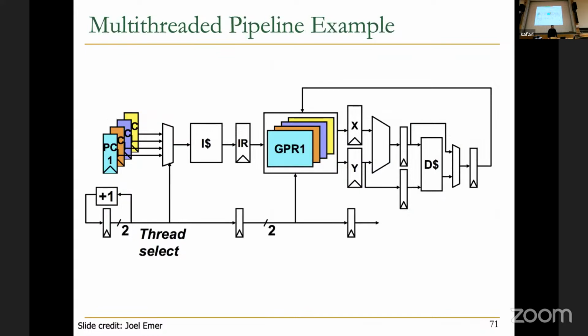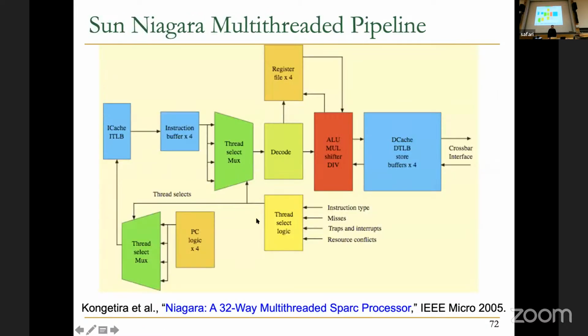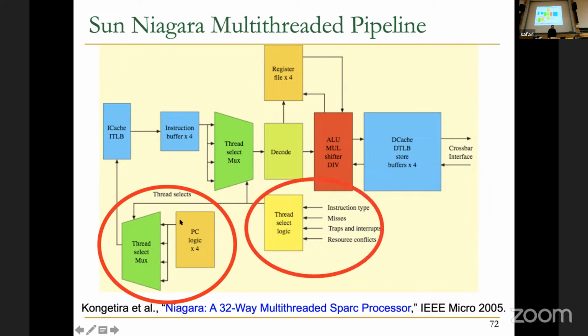This is an example of an implementation where you need several program counters and also several registers. And this is another example. This is how we need to increase the number of PCs, and then you need a multiplexer to select which thread you want to fetch, and also the thread select logic.